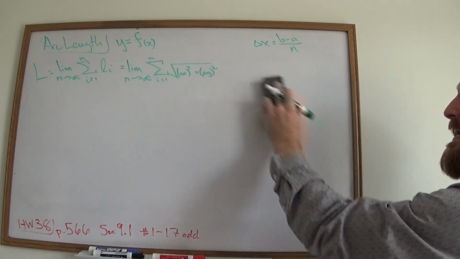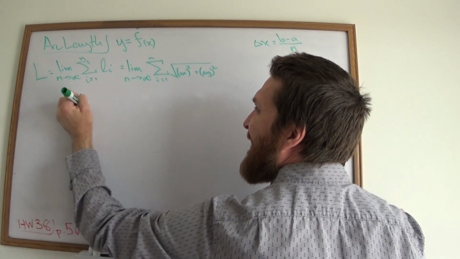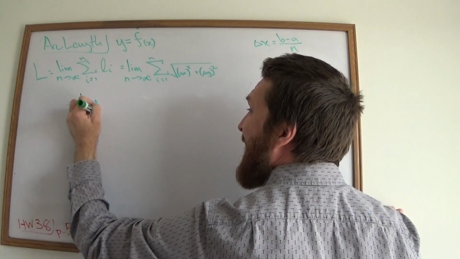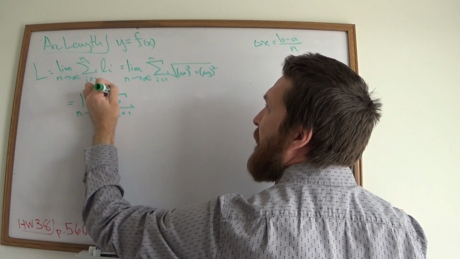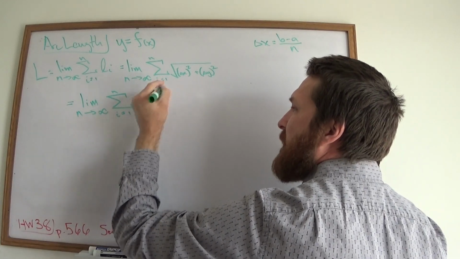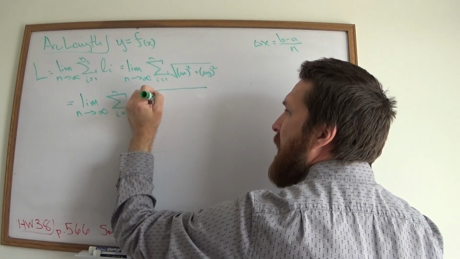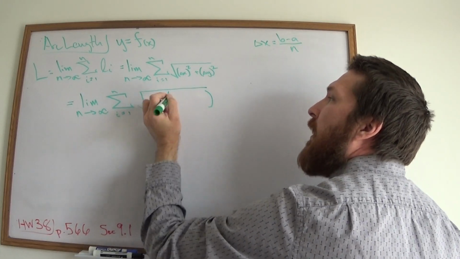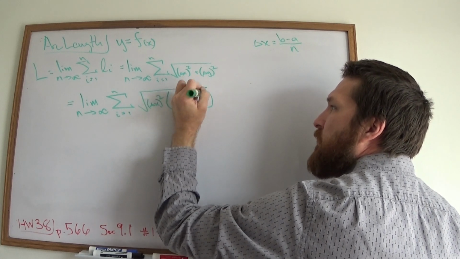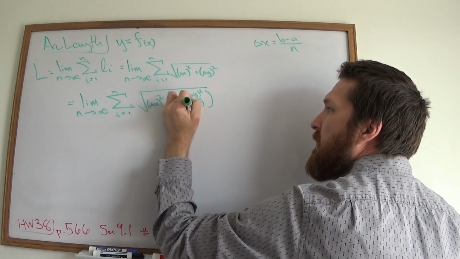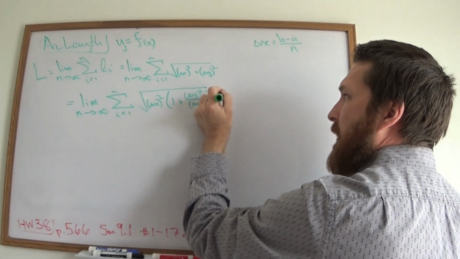What could I do? You could factor it out. I could factor it out. Let's just see what happens if I try to factor that guy out. Okay, so I'm going to factor out the delta x squared. It's delta x squared times delta y squared over delta x squared. So I have 1 plus delta y squared over delta x squared. Now, that guy pops out.